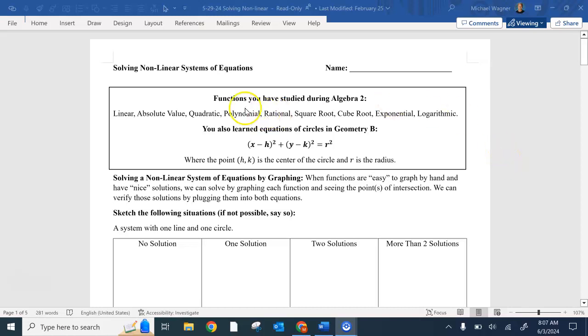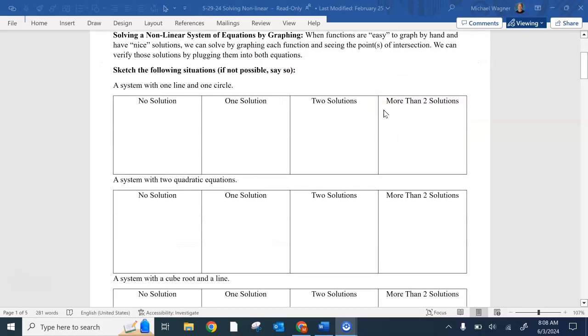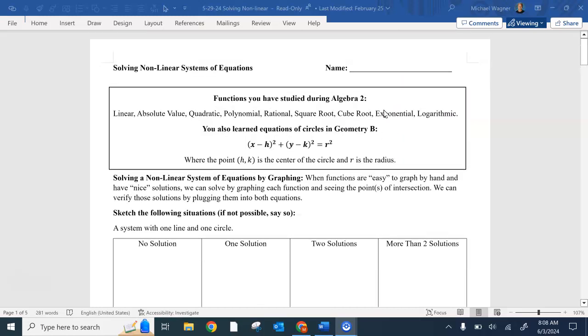Today's lesson is for June 3rd, and what we're going to be doing is reviewing the solving of nonlinear systems of equations. Last week we reviewed and learned about solving systems of equations with three variables. That is something that we did, and the process that we use to solve systems of equations with three variables. What we're going to do today is use graphing to do the same thing.